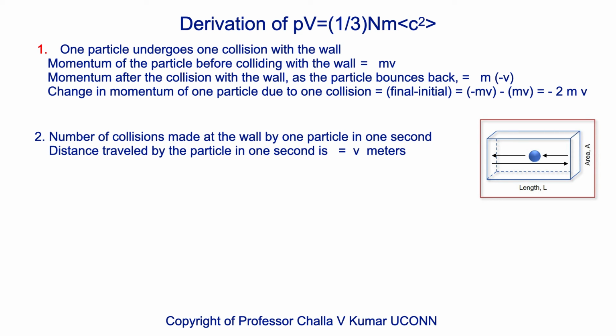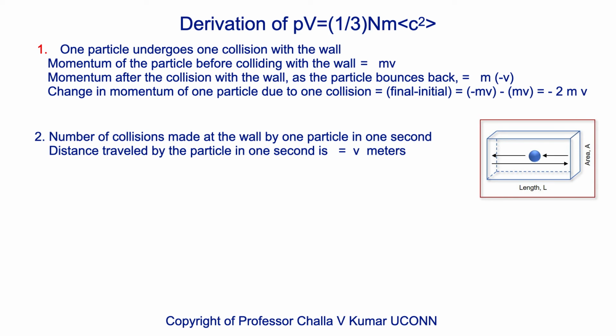So distance traveled by the particle in 1 second is equal to v meters, because that's its velocity. It's going to travel v meters in 1 second. However, the distance of one round trip is 2 times L meters, because L is the length, so it has to travel the entire length and come back to its original position, as shown by the 3 arrows above.